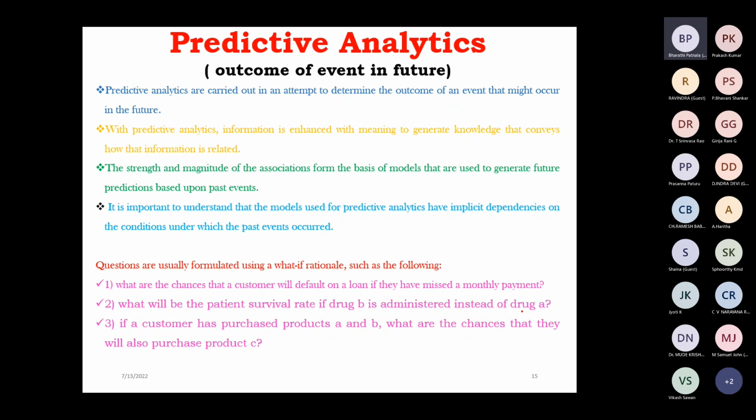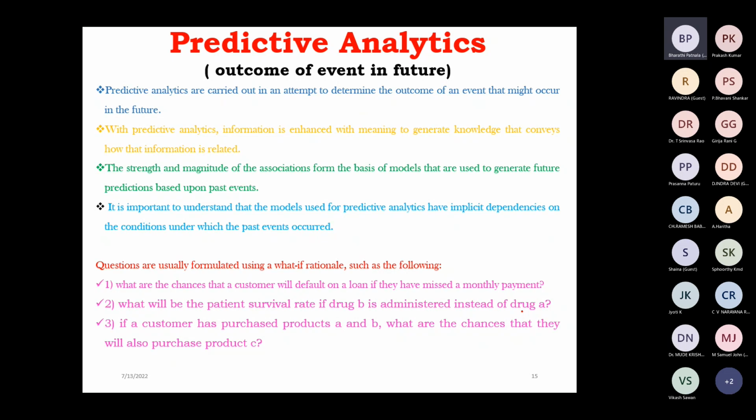Or else, for example, what will be the patient survival rate if drug B is administered instead of drug A? So actually if the patient survives, we need to give drug A. Now I want to examine if instead of drug A, I give drug B. So I want to also predict some information. Okay, so actual survival is with drug A. But instead of drug A, can I give drug B? So that is also one of the predictions. That is the outcome of that particular event here.